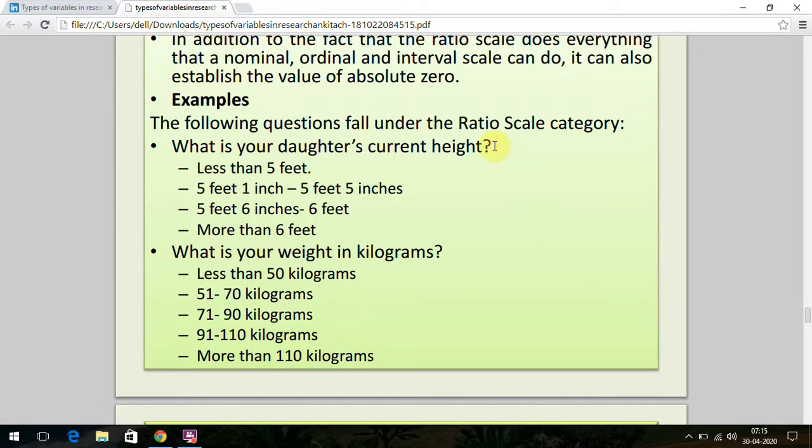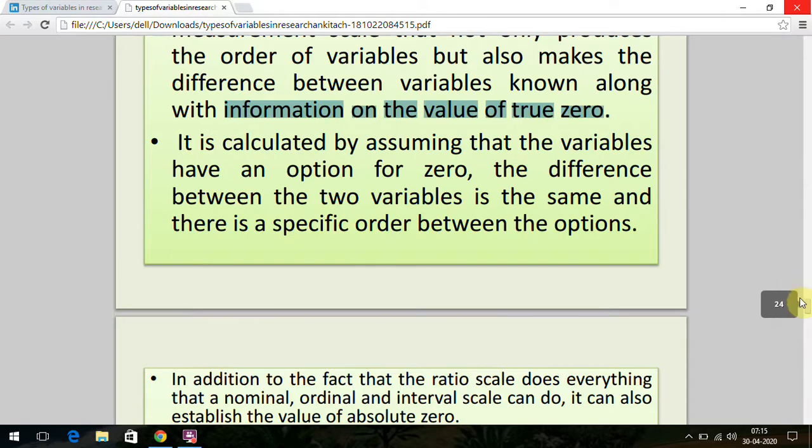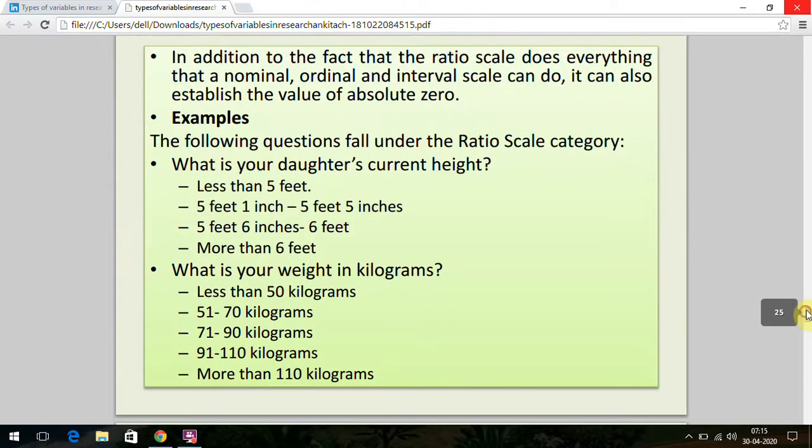So this is ratio scale, where ratio scale is having absolute zero. Okay, so absolute zero, that is ratio scale. The question, what is your daughter's current height? 5 feet, 5 feet 1 inch, more than 6 feet. It's also considered categories, that is ordinal data. Ratio scale and ordinal data, same as here, it is also ratio scale and ordinal data.